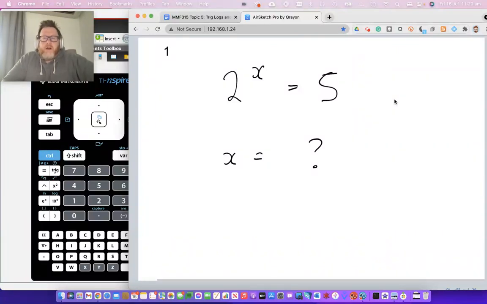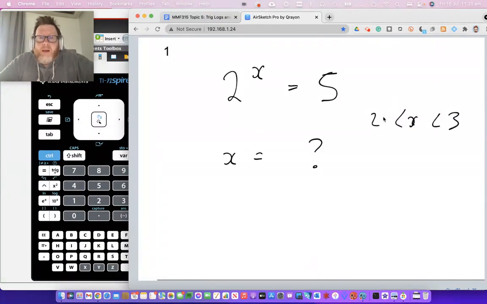Hi there. In the last video, I left you with the problem 2 to the power of x equals 5. What is x? Knowing that x can't be a whole number, right? Because 2 squared is 4 and 2 cubed is equal to 8. And so x must be between 2 and 3, but we don't know what that value is.